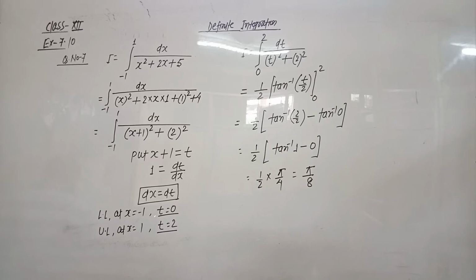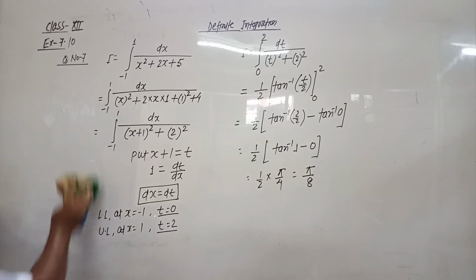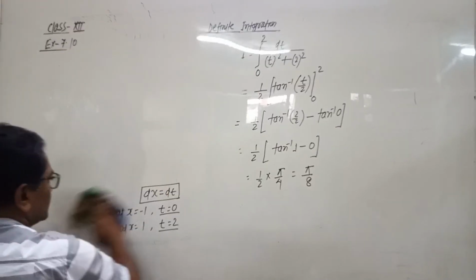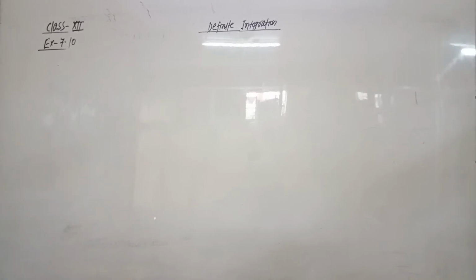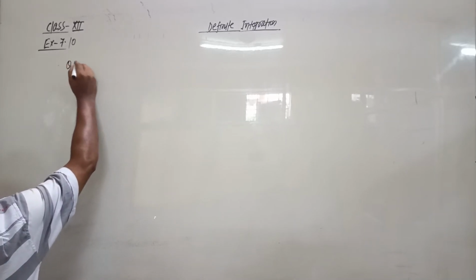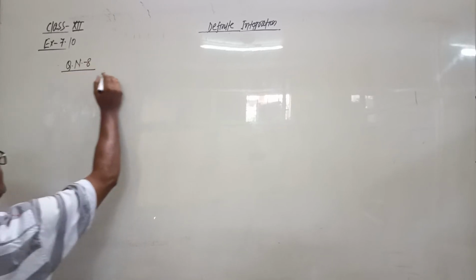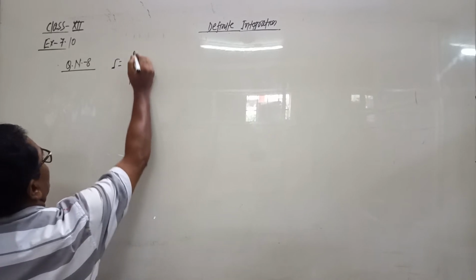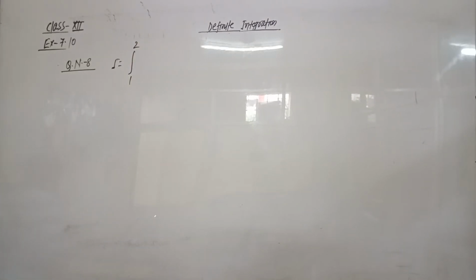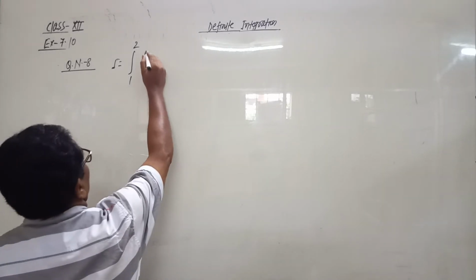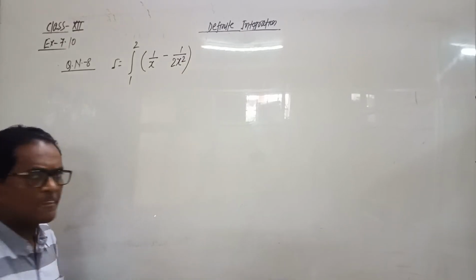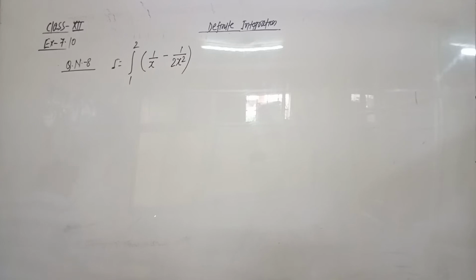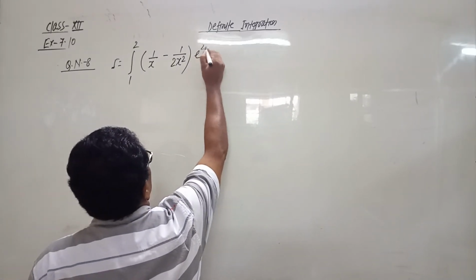Now let us see question number 8. Question number 8: integration from 1 to 2, limit from 1 to 2, of 1 by x minus 1 by 2x square, multiplied by e raised to the power 2x dx.